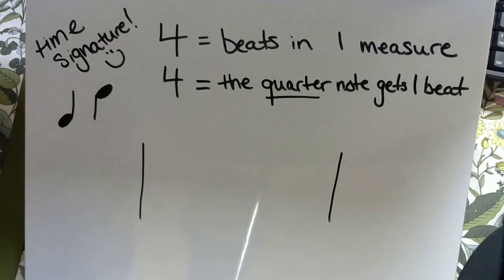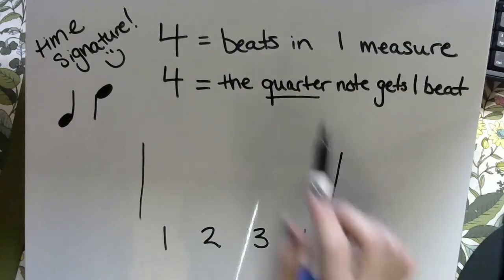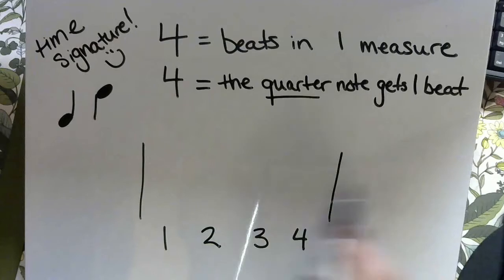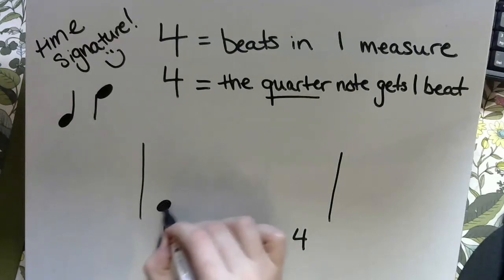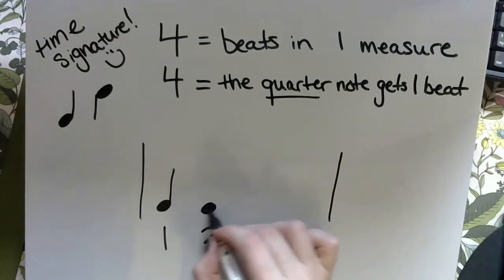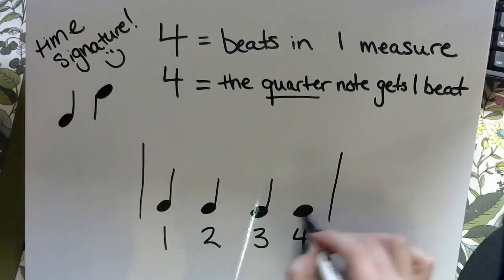We know that a measure is the space between two bar lines, and I'm going to map out my 4 beats. Now, we know that a quarter note fills 1 beat, so let's go ahead and fill in 4 quarter notes for our 1 measure.